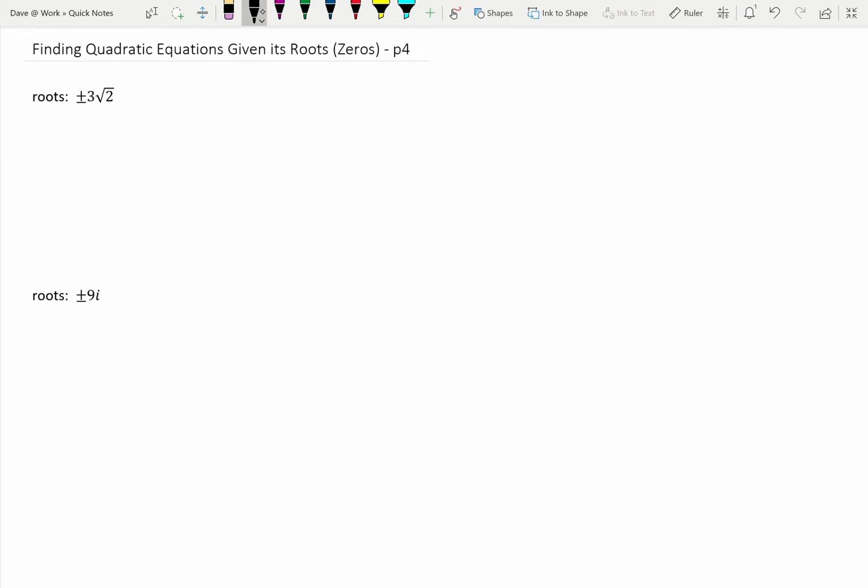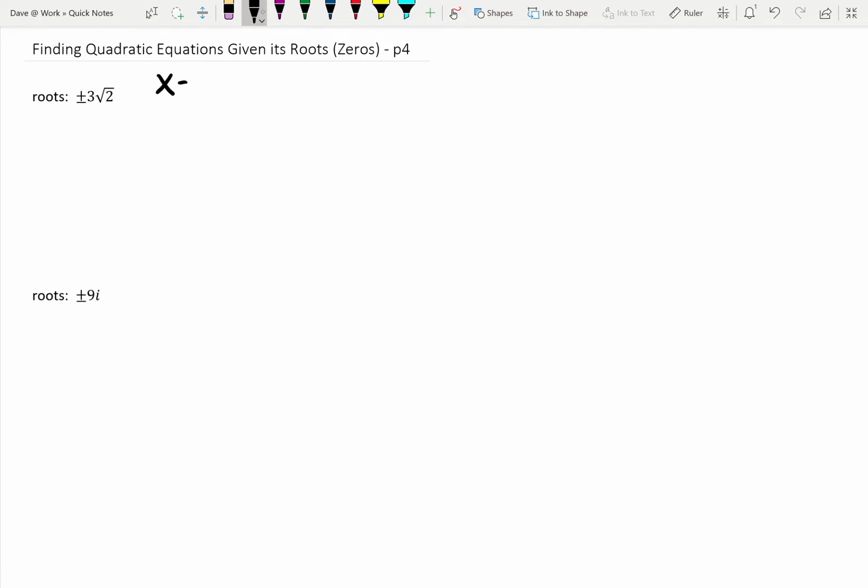The next examples I'm using for finding quadratic equations given its roots and zeros will involve both the positive and negative form of roots. The first one being radical roots, the second one being complex roots. In both cases, I should expect to get conjugate factors.